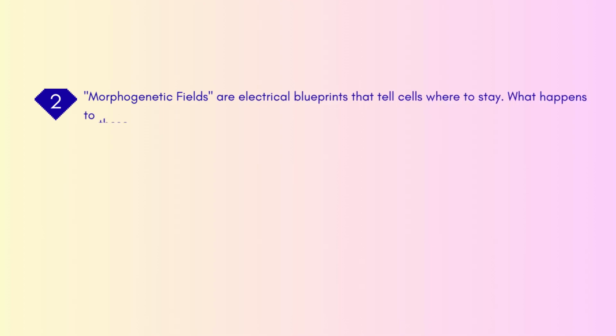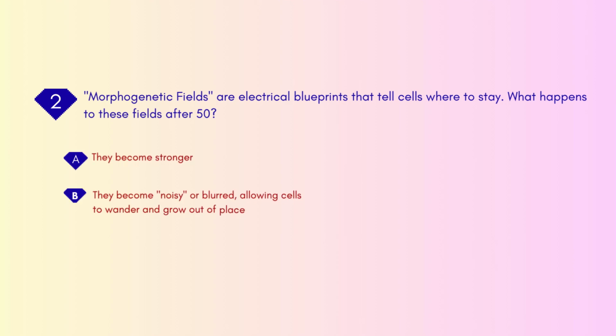Morphogenetic fields are electrical blueprints that tell cells where to stay. What happens to these fields after 50? A. They become stronger. B. They become noisy or blurred, allowing cells to wander and grow out of place.